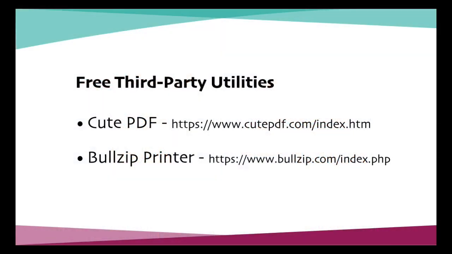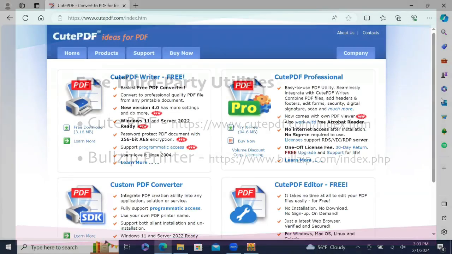We have two free utilities that we like to suggest. We recommend these because Microsoft's own PDF printer is not very good for choosing large paper size formats. So the two utilities are Qt PDF and or Bullzip. Let's begin now by downloading the Qt PDF utility.